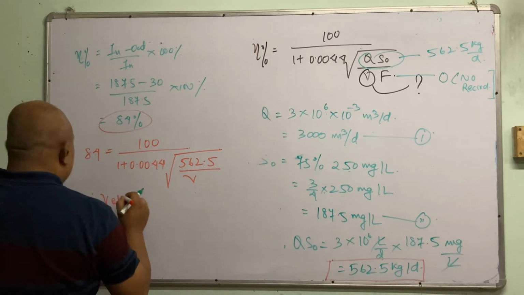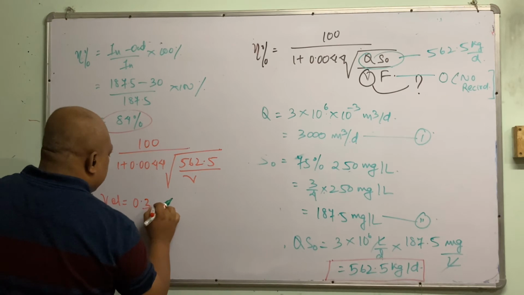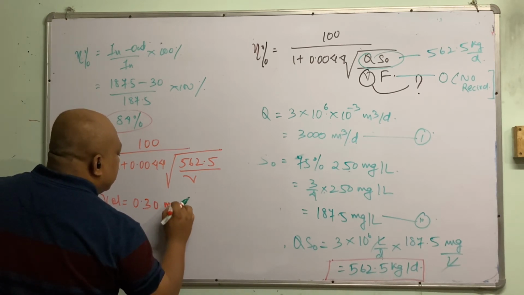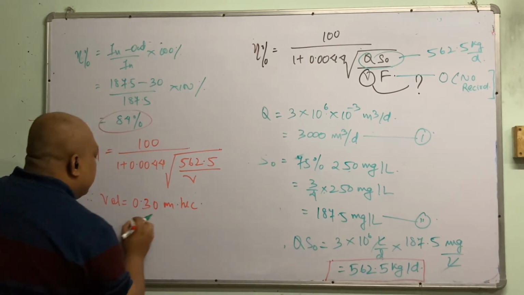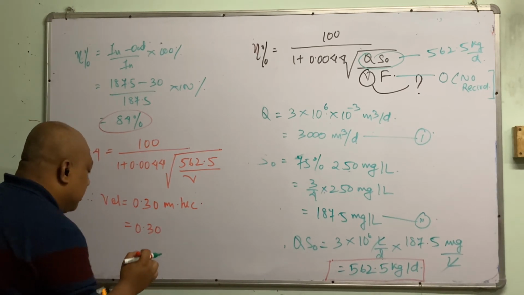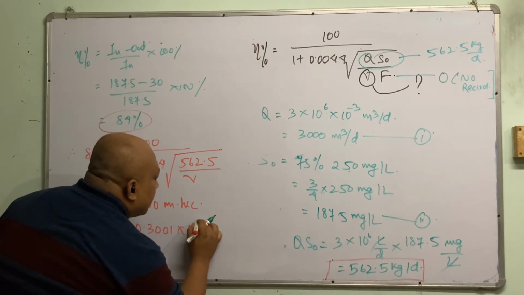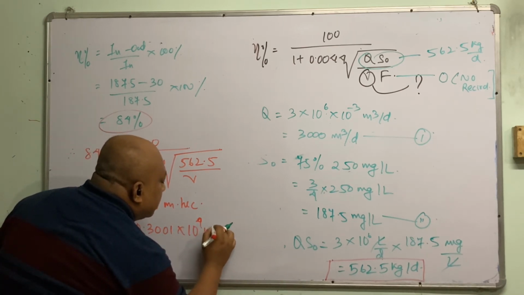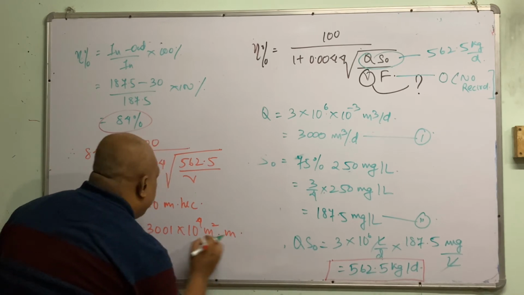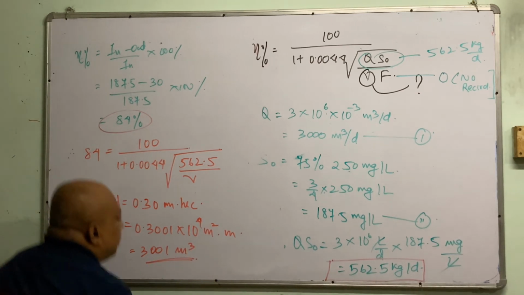So the volume is equal to 0.301 hectare meter. Hectare means 10 to the power 4 meter square into another meter. So this is 3001 meter cube. This is the volume. Is that okay?